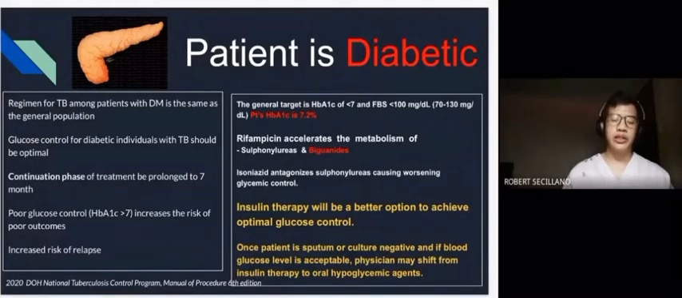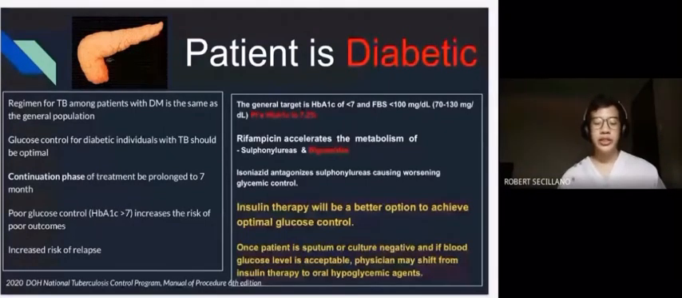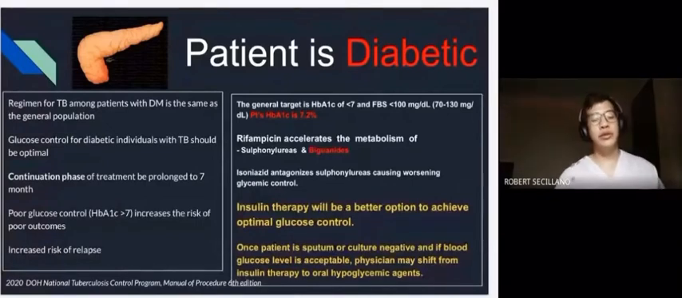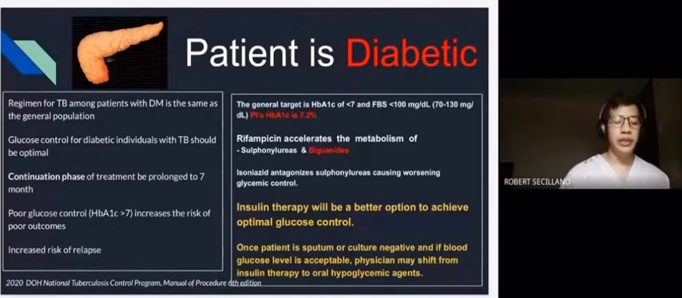So once the patient is sputum or culture negative, and if the blood glucose level is acceptable, the patient may shift from insulin therapy to oral hypoglycemic agent. So the insulin therapy will be a better option in case of patients with diabetes who are being treated for PTB.